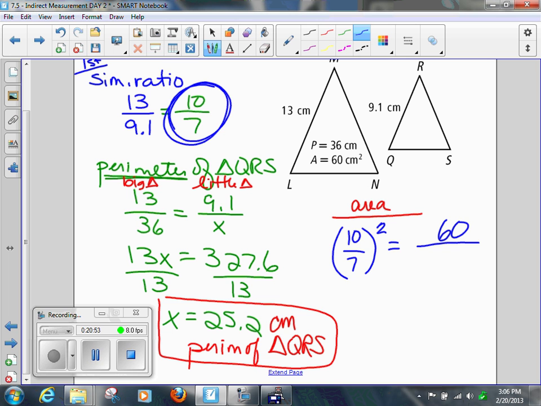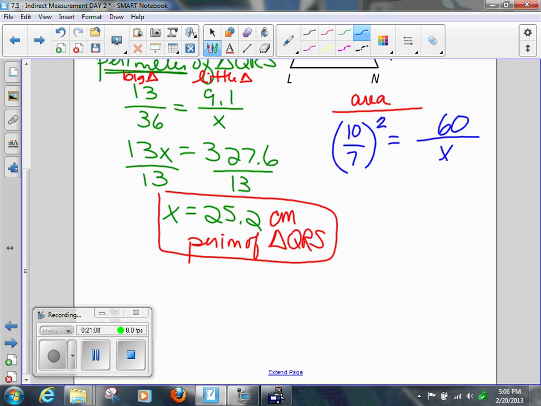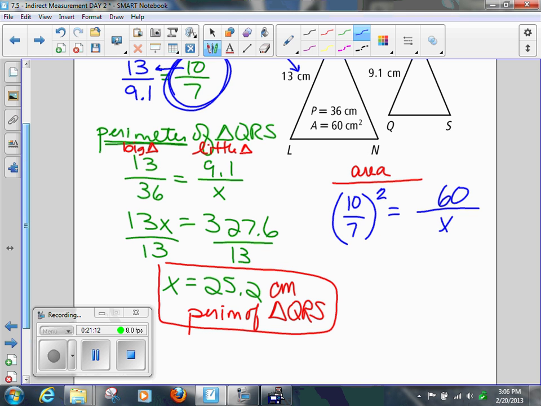Because, look, 10 comes from 13. 13 comes from the big triangle. Okay? That's going to help us find the area of the smaller triangle. These are weird problems, y'all. Because look inside the triangle, 60. All right, here we go. 10 squared over 7 squared is 100 over 49. If you use 13 over 9.1, you're going to get the same answer.